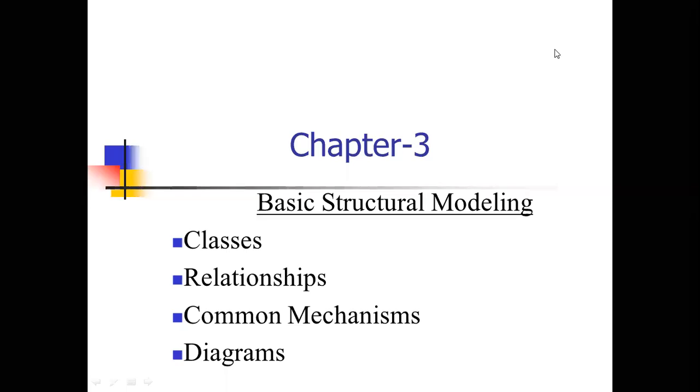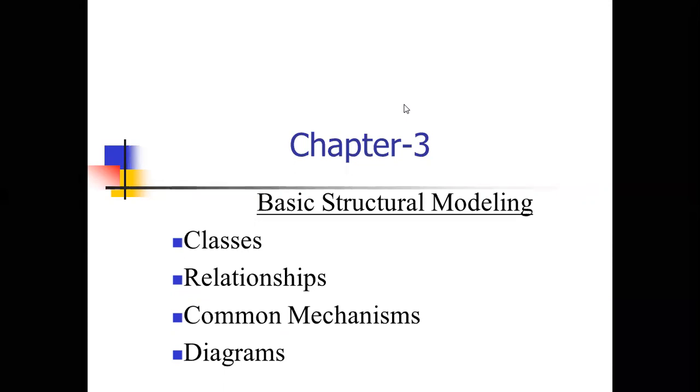Good morning, everyone. Today we are going to continue with chapter 3, basic structural modeling. In the last sessions, we have seen what modeling is, what the features of modeling are, what classes are, some common mechanisms, and the relationships between classes. Then we have seen some interaction models, the class model, and classes and objects.